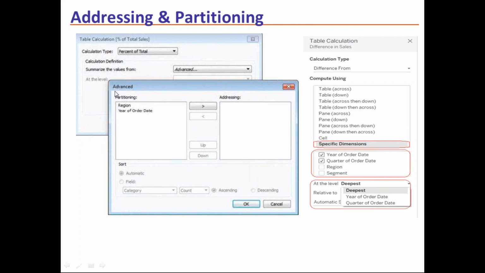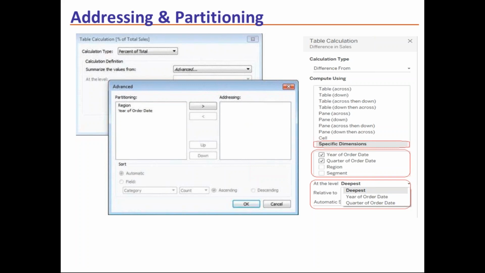So they were showing advanced. Now it is specific dimension. Earlier it was advanced, and if you clicked on it, it would show partitioning and addressing. Partitioning is equivalent to the scope and addressing is equivalent to your direction.